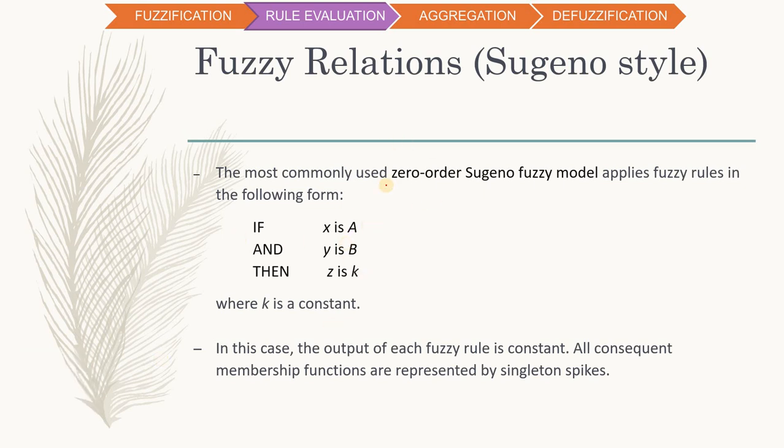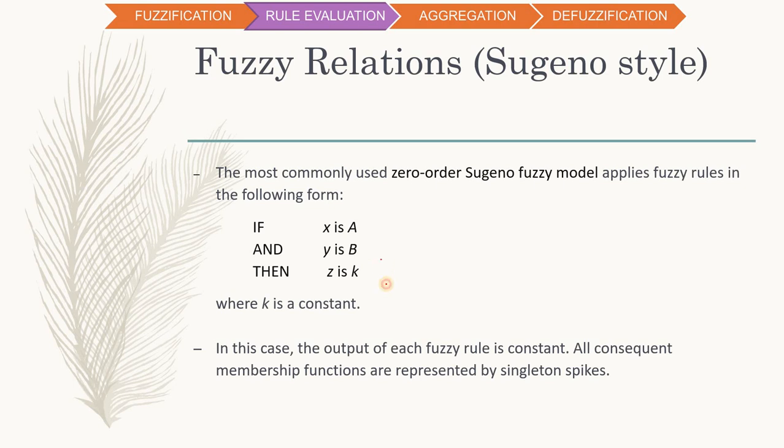The most commonly used is the zero order Sugeno fuzzy model, which applies fuzzy rules in the following form: if x is A and y is B, then z is k, where k is a constant value. In this case, the output of each fuzzy rule is constant, and when we say it is constant, it is represented by a singleton spike.